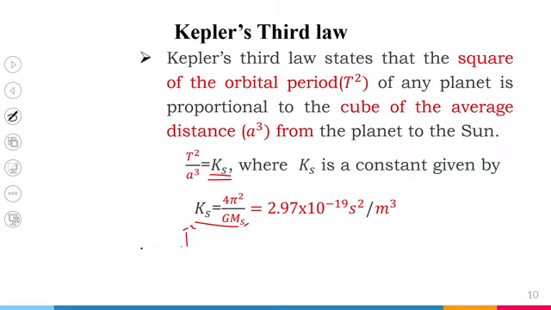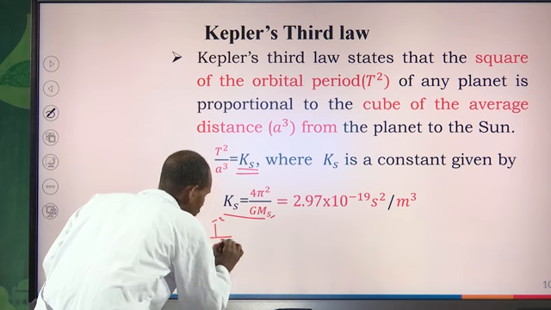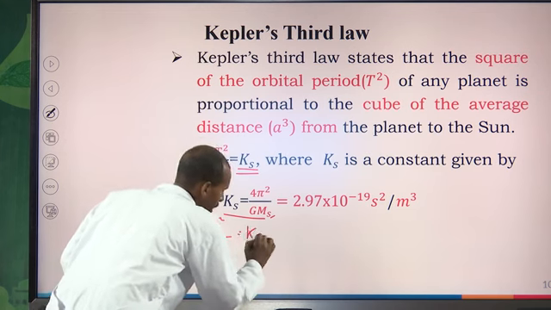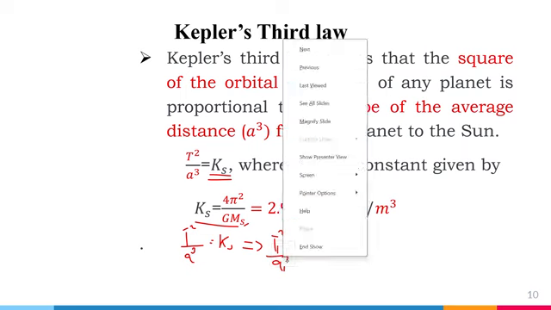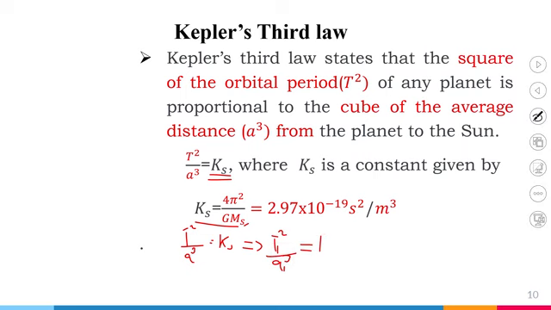T squared over a cubed, the average distance cubed, is equal to Ks. This implies that T1 squared over a1 cubed is equal to T2 squared over a2 cubed, because they are proportional.